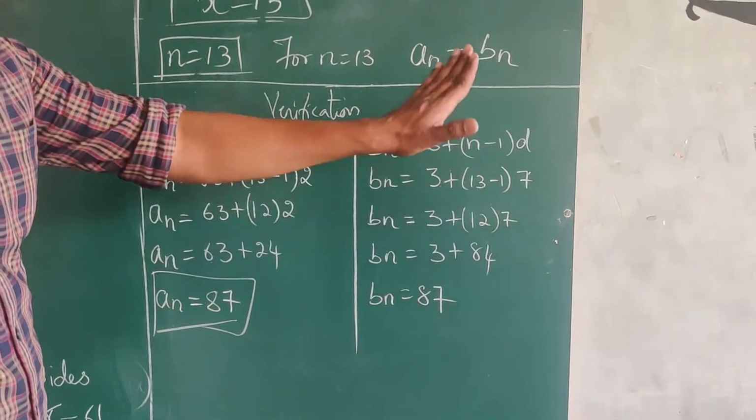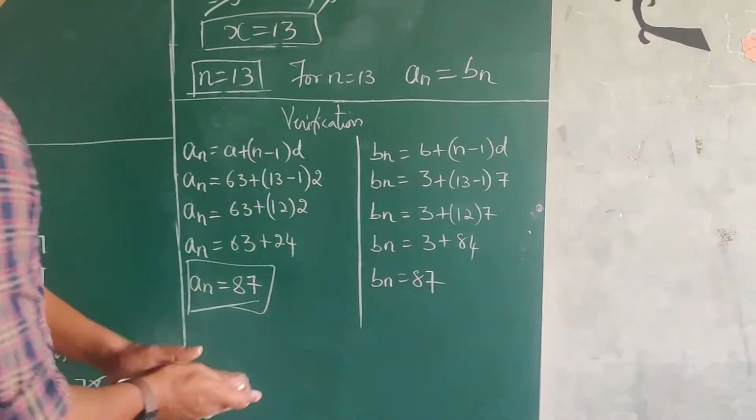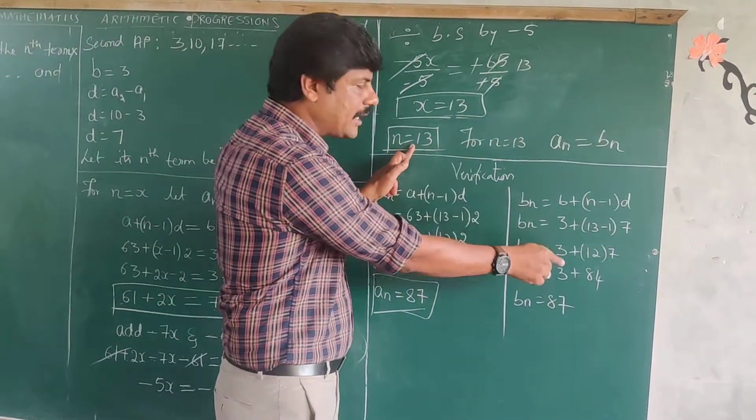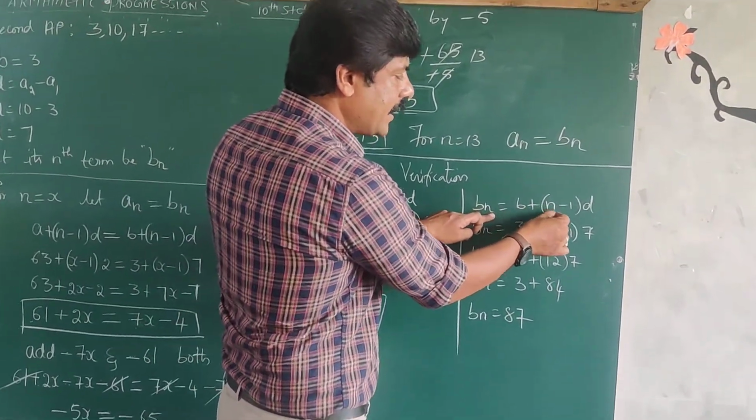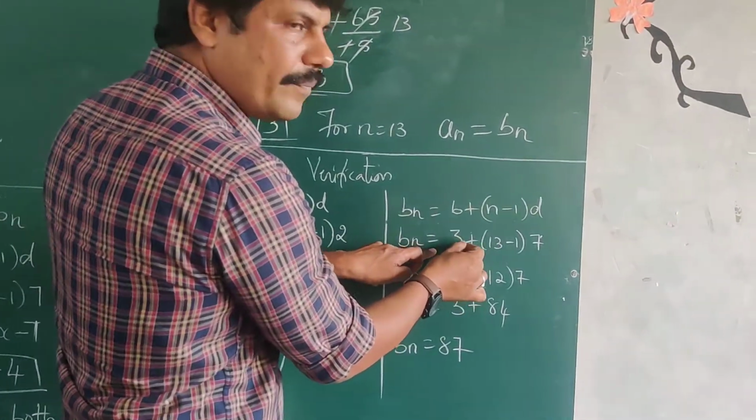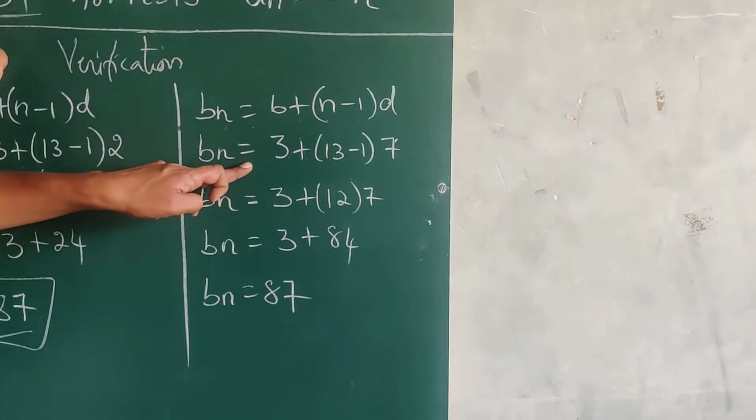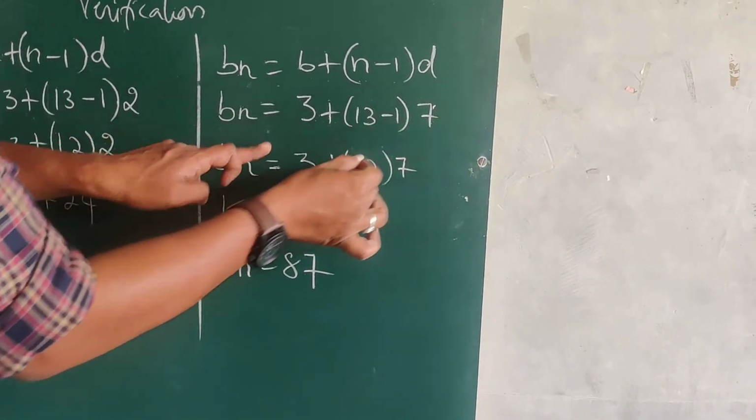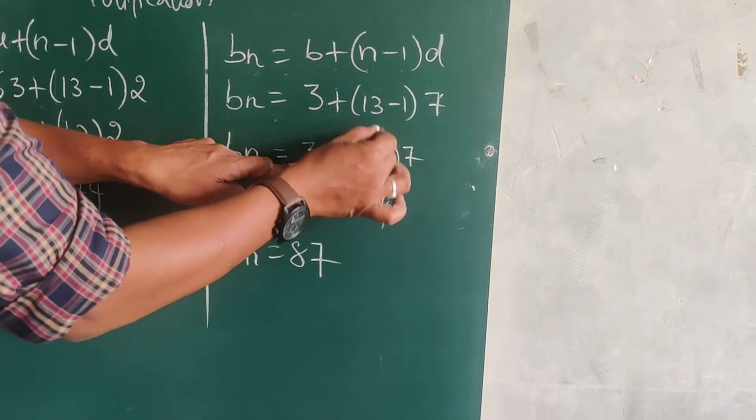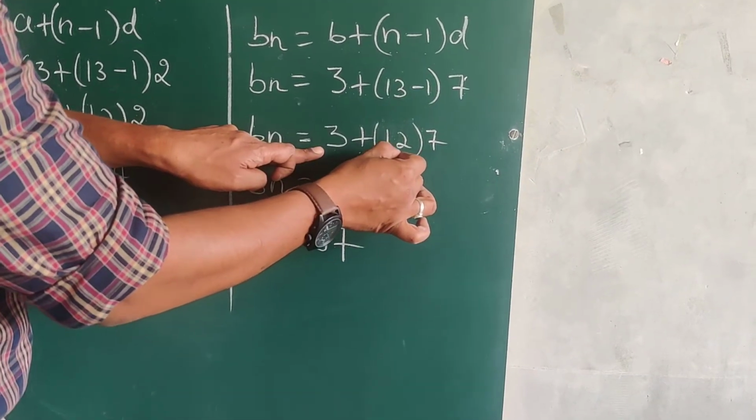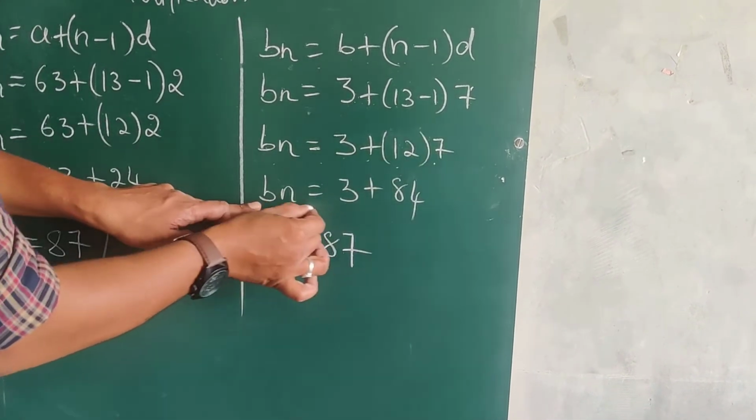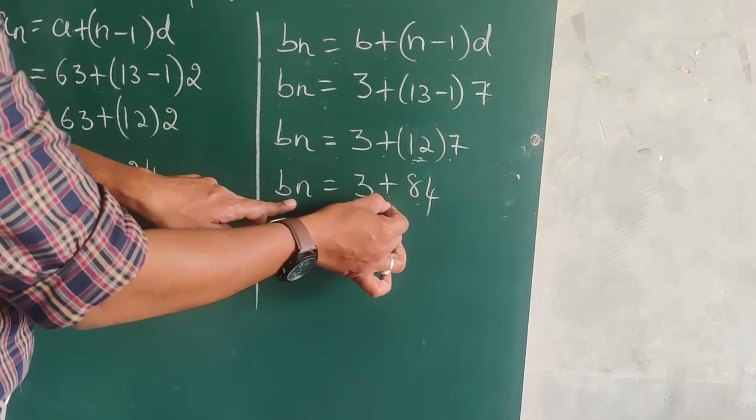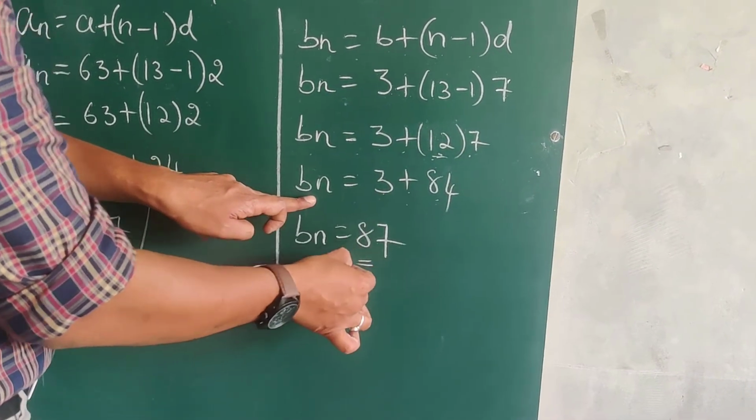Now for the second AP, substitute the data collected from the second AP and use the same value of 13. bn is equal to b plus n minus 1 into d. bn is equal to 3 plus, here n we have got 13, 13 minus 1 into 7. bn is equal to 3 plus 13 minus 1, which is 12, into 7. bn is equal to 3 plus 12 times 7, which is 84. 84 plus 3 is 87.